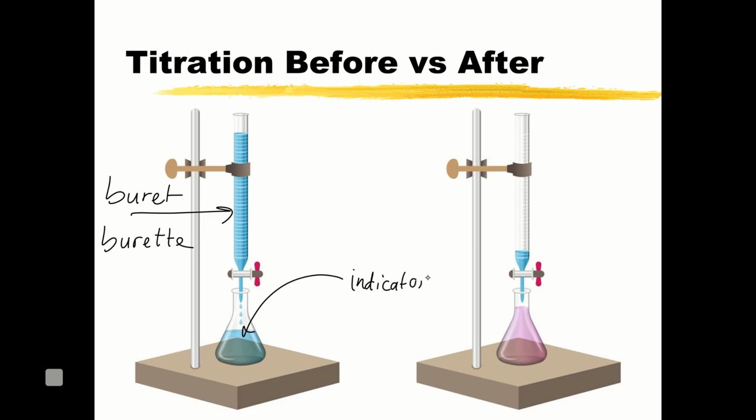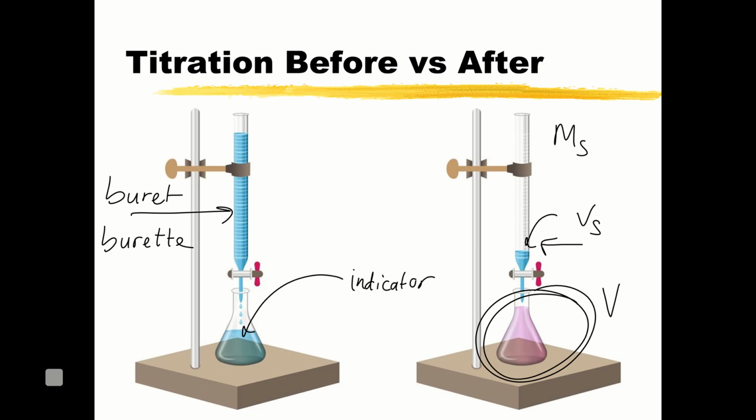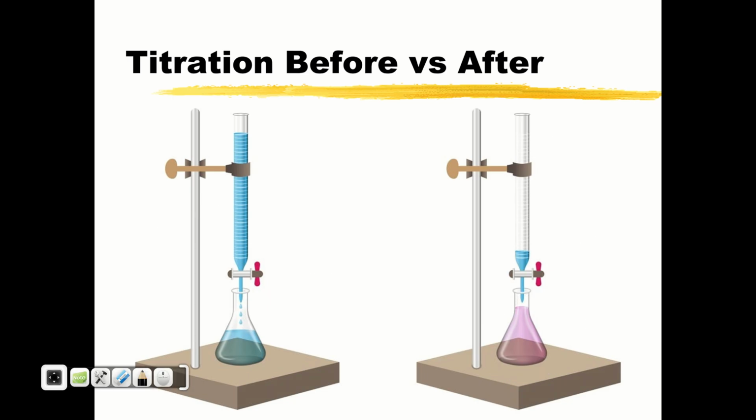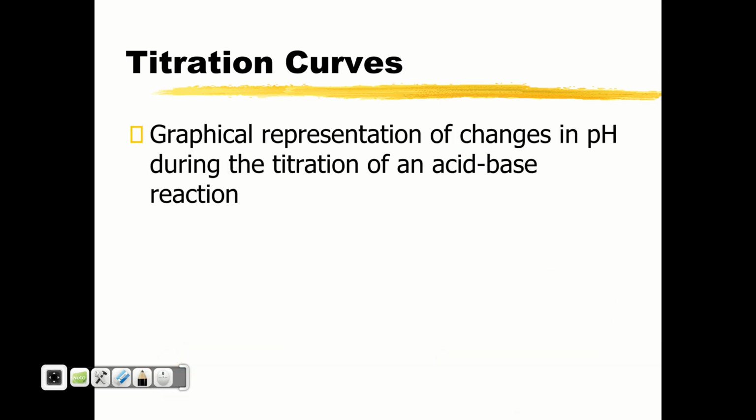Okay, and as we add the standard solution in, we get to a point where it just changed color, and now we know the volume. So we know the molarity of the standard solution, and we know the volume of the standard solution, and we already know the volume of the unknown solution. Okay. So there's only one thing we're missing, which is molarity, and you're going to see it looks very similar to a formula you've seen before.